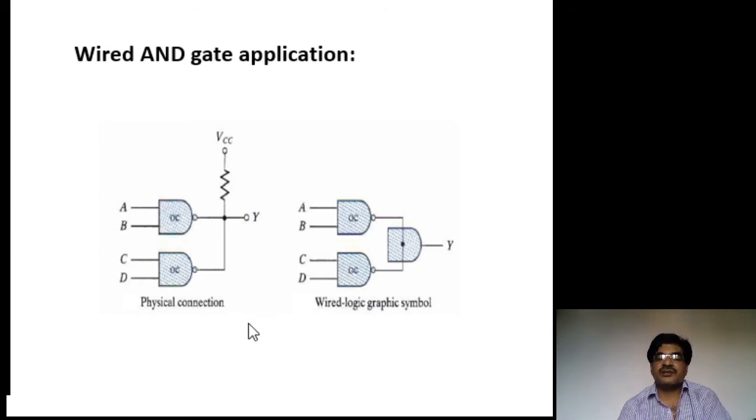So now this circuit realizes an AOI gate. If you write the equation for this logic diagram, we get the complement of AB plus CD, that is, an AND-OR-invert operation. That is the application of this open collector.